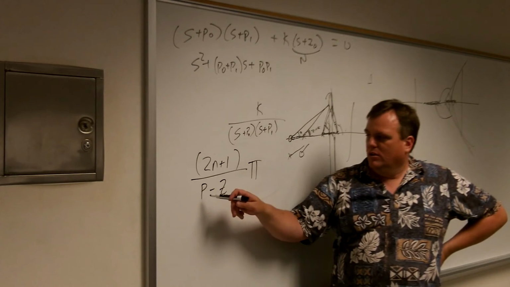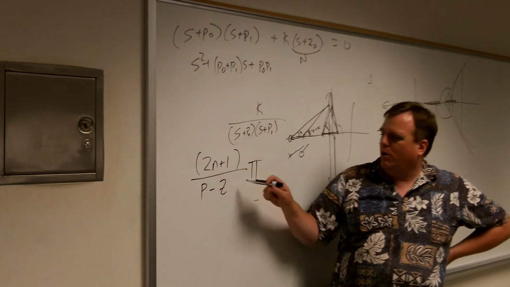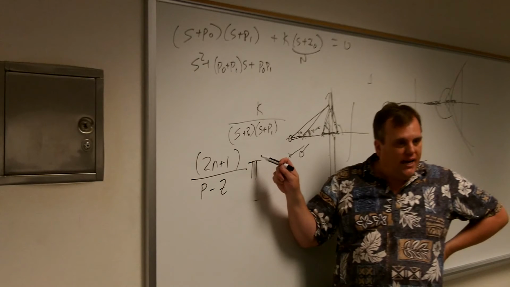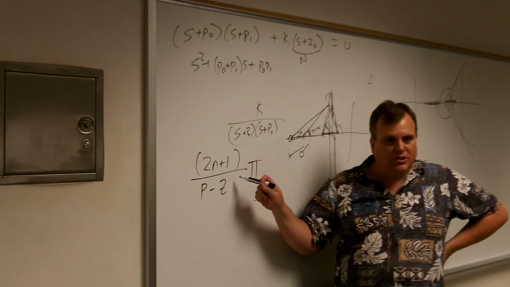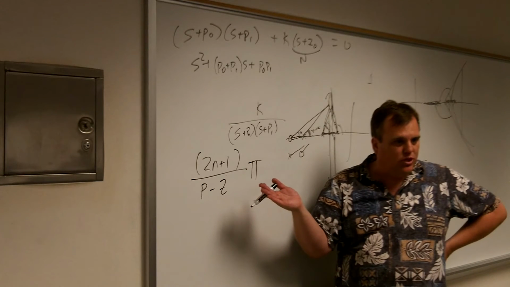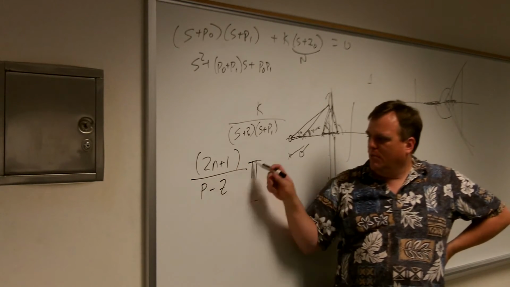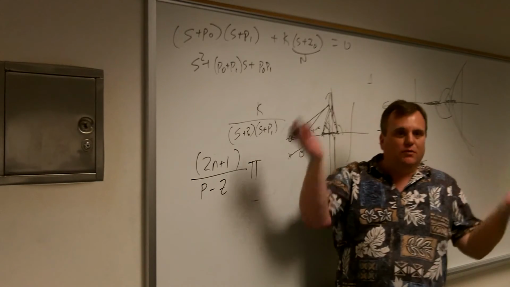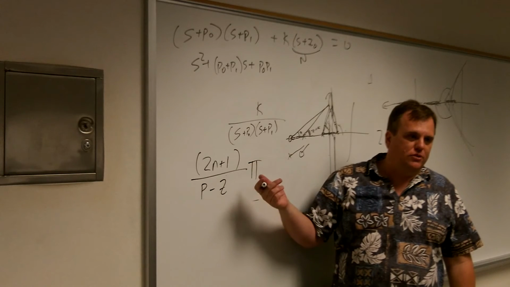If you just think of the 2 times n part, that gives you 2 pi. So 2 pi over p minus z just evenly divides the angles up. So 2n over p minus z times pi is the even division of the angles. This extra plus 1 is the phase shift.